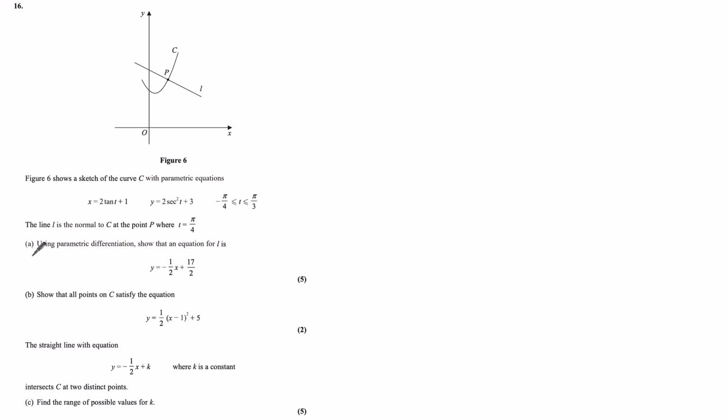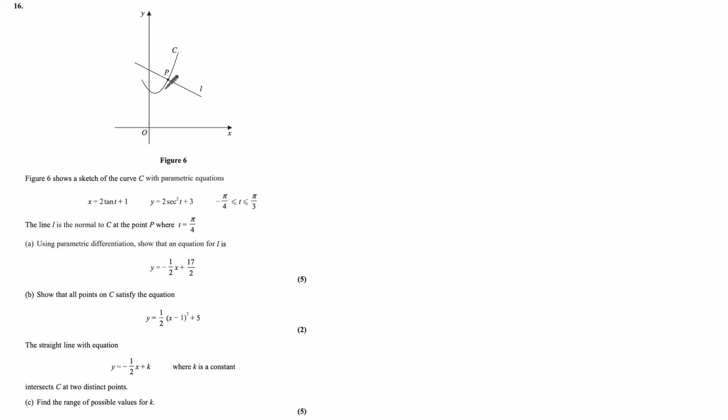Part A, using parametric differentiation, show that an equation for L is y is equal to negative a half x plus 17 over 2. Well, if we're going to do some differentiation here to show this line equation, the link is going to be in the gradient. So I know that the gradient of a line which is normal to the curve at point P is going to be the negative reciprocal of the gradient of the tangent at point P.